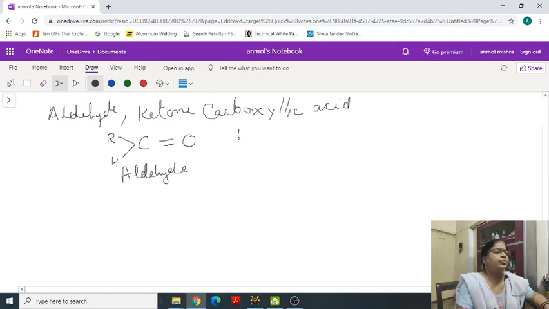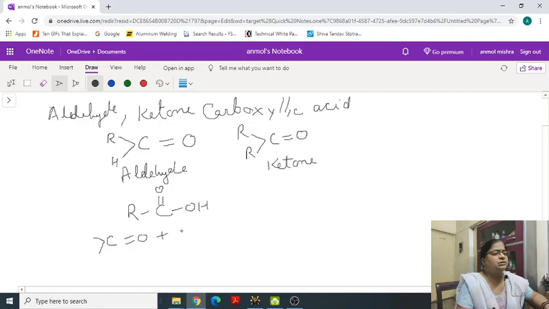If both alkyl groups are present, then it is called ketone group. And third functional group we will study in this chapter will be carboxylic acid group. Now carboxylic acid group is the combination of carbonyl group and hydroxyl group. So collectively it forms carboxylic acid group.